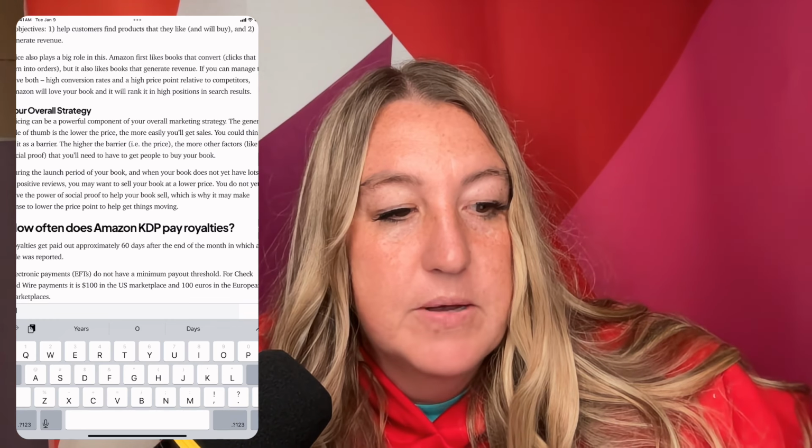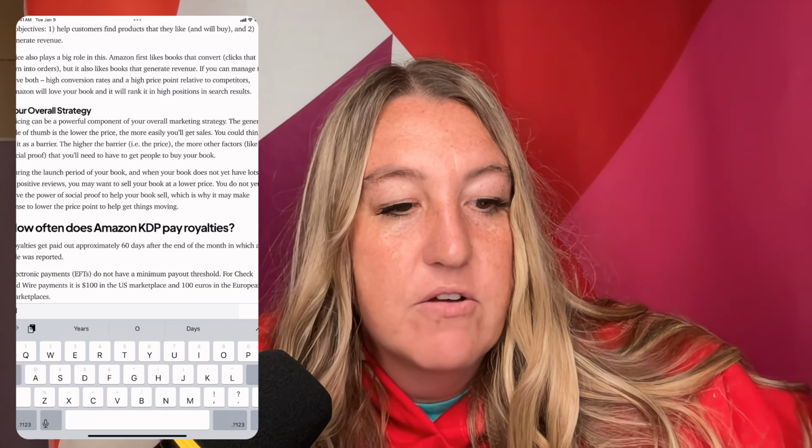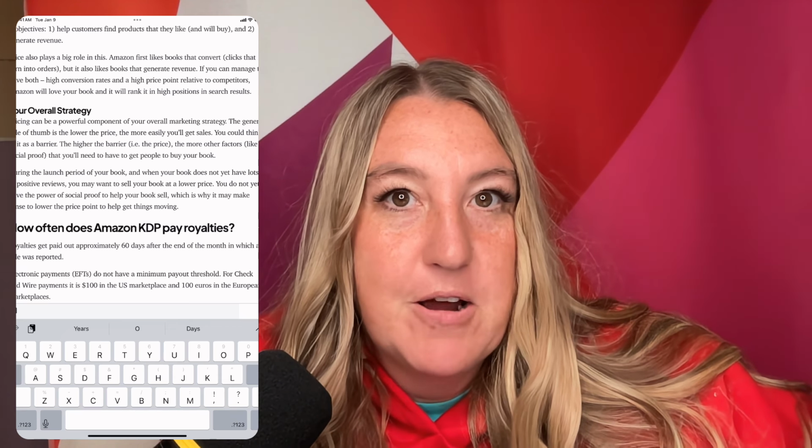It says pricing can be a powerful component of your overall marketing strategy. It's part of mine. The general rule of thumb is the lower the price, the more easily you'll get sales. You could think of it as a barrier. The higher the price, the more other factors like social proof need to help get people to buy your book, right? So when you have social proof, you can actually charge more, okay? During the launch period of your book, when your book does not yet have positive reviews, you may want to sell your book at a lower price. You do not yet have the power of social proof to make your book sell, which is why it makes sense to lower the price to help things get going.